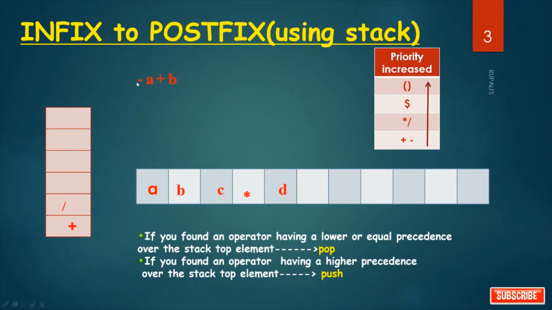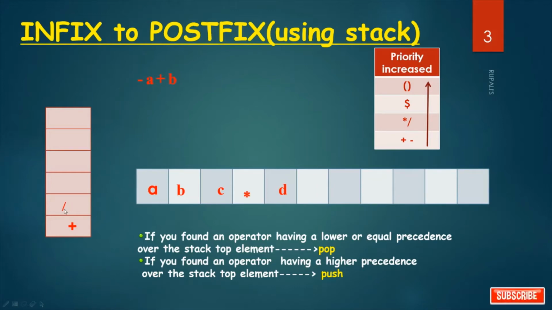Now comes minus. Compare minus with by. Minus has less priority than by. So if it is less, then pop. I repeat, compare minus with by. Minus has less priority than by, so you have to pop by. Now you have to compare minus with plus. They have the same priority. If it is equal priority, then also pop.